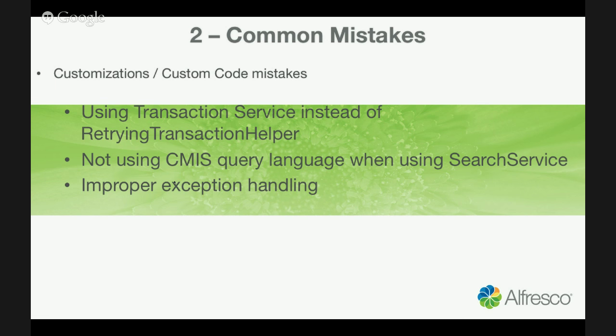We find a lot of customers using transaction service instead of using the retrying transaction helper. As the name implies, the retrying transaction helper contains retry logic for certain recoverable and expected database exceptions, deadlocks, basically. It also uses Spring's template pattern to ensure a transaction is always completed, committed, or rolled back correctly, regardless of what happened in the logic inside the transaction. Using the raw transaction service provides neither of these benefits, and for that reason, I don't consider it safe, and you shouldn't use that on any of your extensions.